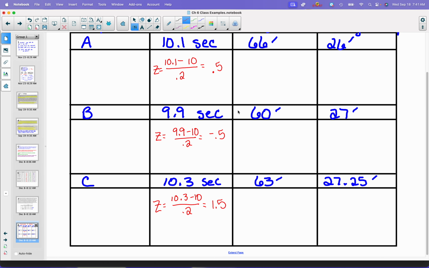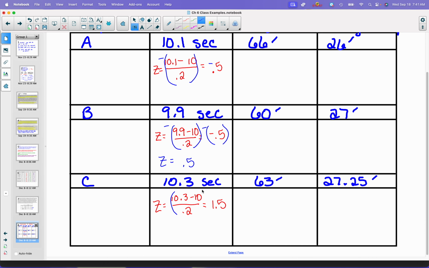Now, remember what a z-score is. A z-score tells us how many standard deviations they are above or below the mean. But we're running a race, and the low score is better. So we kind of have to reverse this. So I'm going to actually take this to be the opposite and call this negative 0.5, because we know that this person is the best. So for this one, my z-score I'm going to use is a positive 0.5. So I'm making this the opposite.